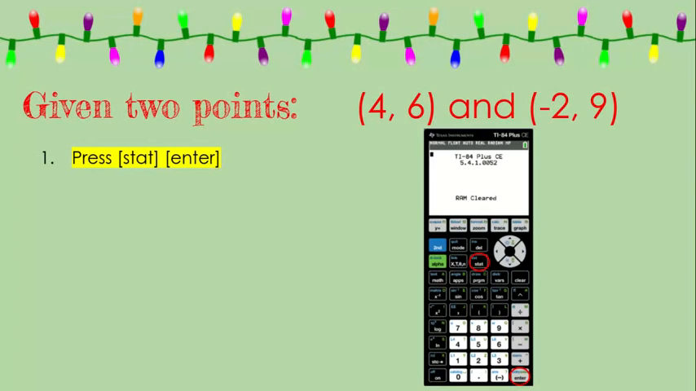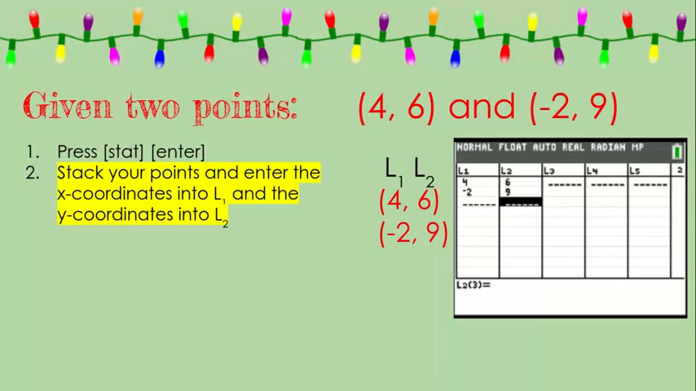So the first thing we want to do is reset the memory on your calculator, 2nd plus 7, 1, 2. Then we're going to press the stat button and then enter. When we do that, it gives us our lists. When we use our lists, L1 always represents our x coordinates and L2 represents our y coordinates.